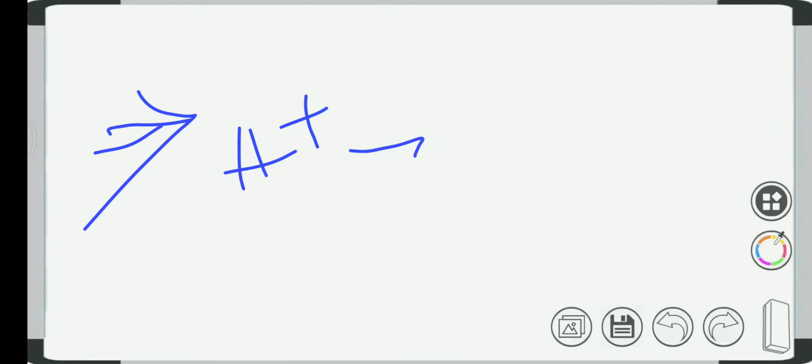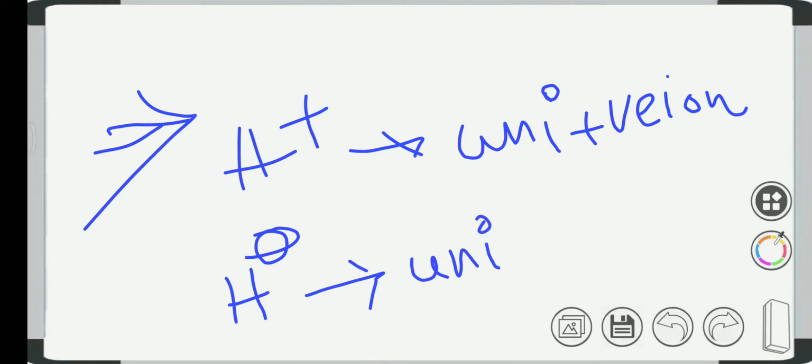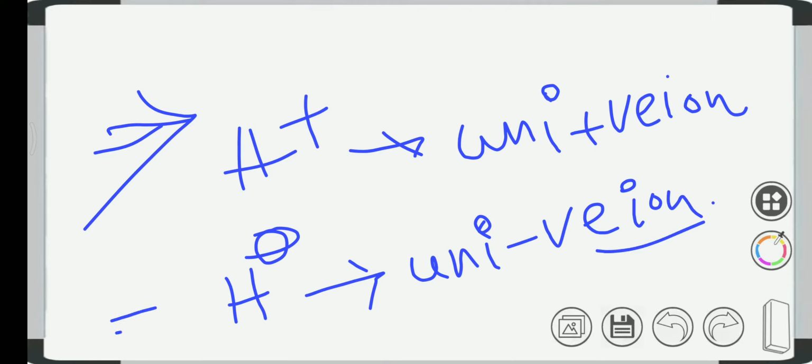First, remember these points too. Hydrogen can lose one electron to form a unipositive ion, and it can gain an electron to form a uninegative ion. These points are very important.